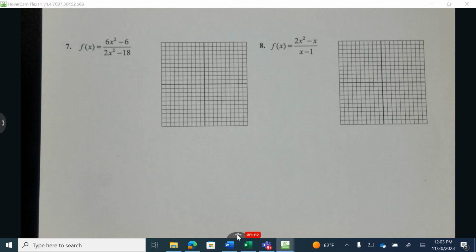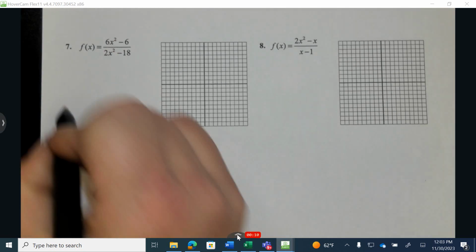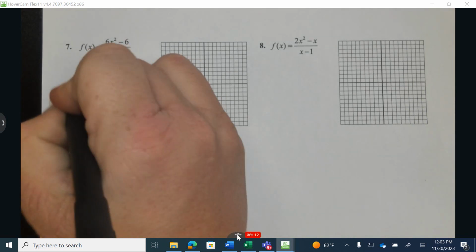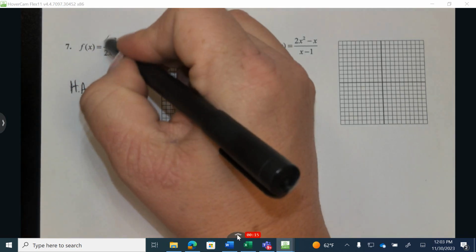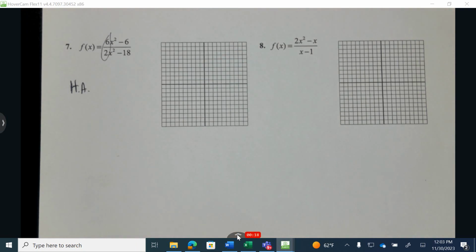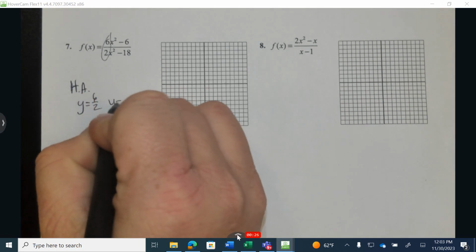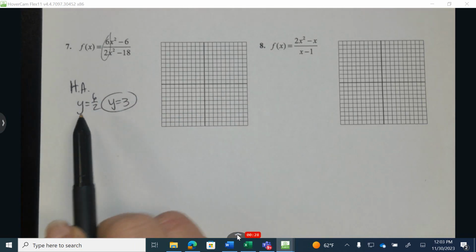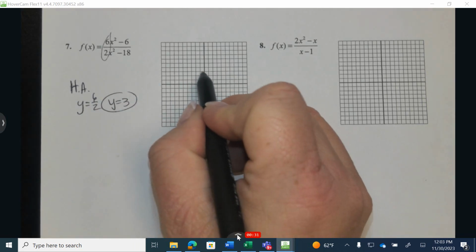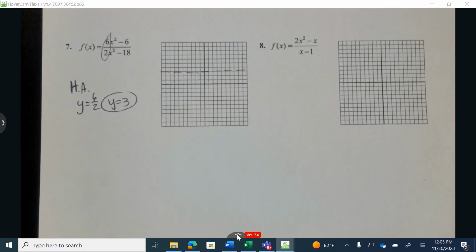When I look at number 7 from rational functions 2, I recognize that the degree in the numerator is equivalent to the degree in the denominator, and that tells me I will have a horizontal asymptote. I will have a horizontal asymptote that is created by creating a ratio of the leading coefficient in the numerator divided by the leading coefficient in the denominator. So 6 divided by 2 is 3. And our horizontal asymptotes will always start with y equals. In this case, it will occur at y equals 3. And when we have a horizontal asymptote, remember there will be no slant or oblique asymptote.